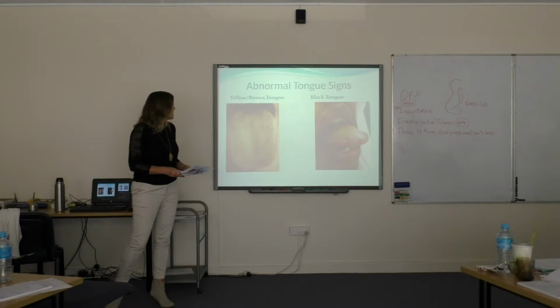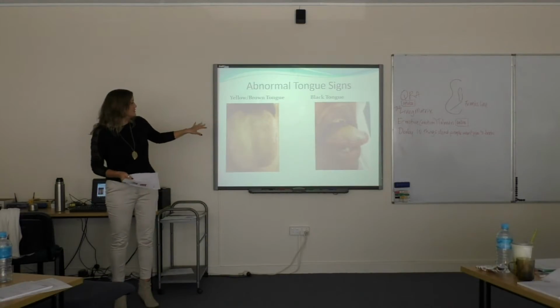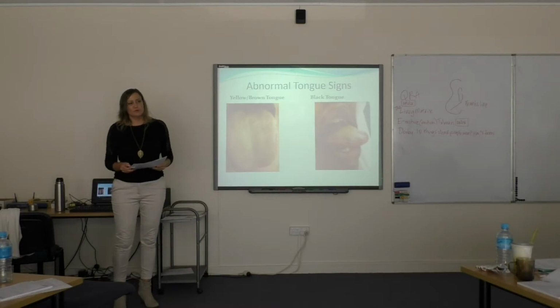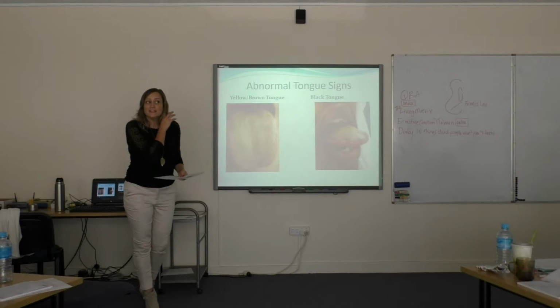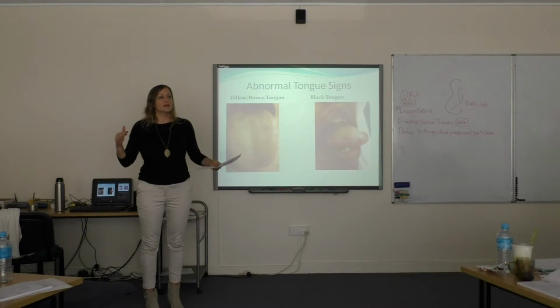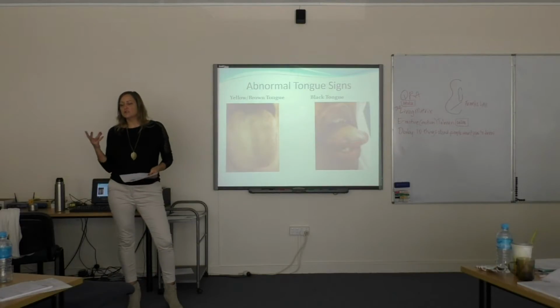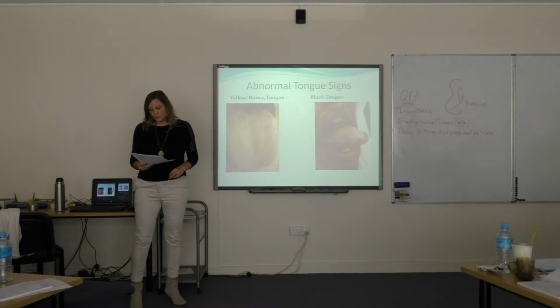Now, the next one we've got here is a coating that is a yellowy brownish colour. So what was the meaning of a yellow coating from earlier? Liver and gallbladder, yep. And heat, remember, because it dries up fluids, so everything gets a lot more concentrated. So certainly have a look at the liver and how we can support it here.